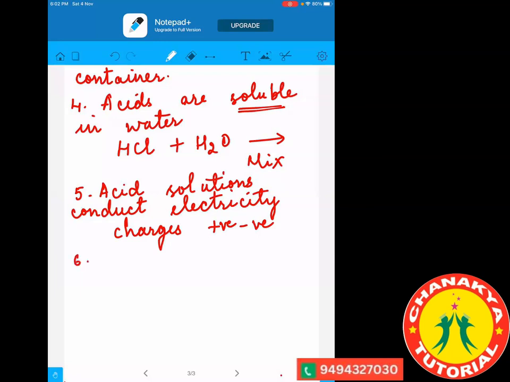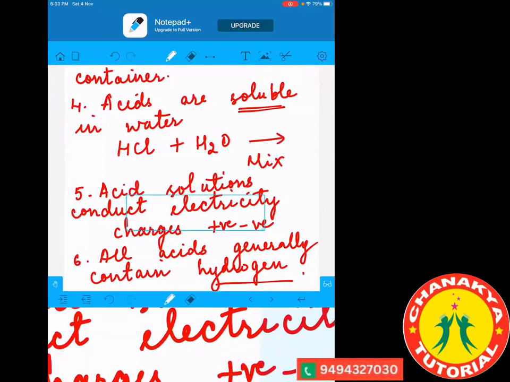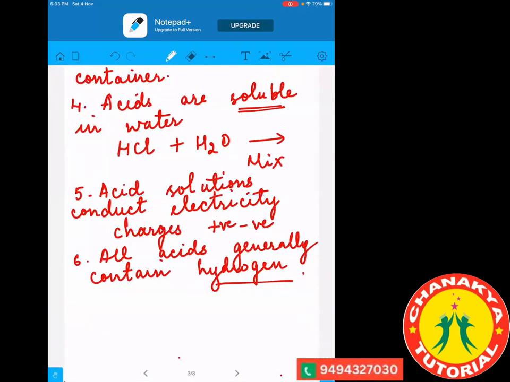And the next property is that all acids generally contain hydrogen. This point we have already discussed. Whatever acid we know, all the acids should have the hydrogen element in them. This is a very important property: if any acid is there, it should have hydrogen.